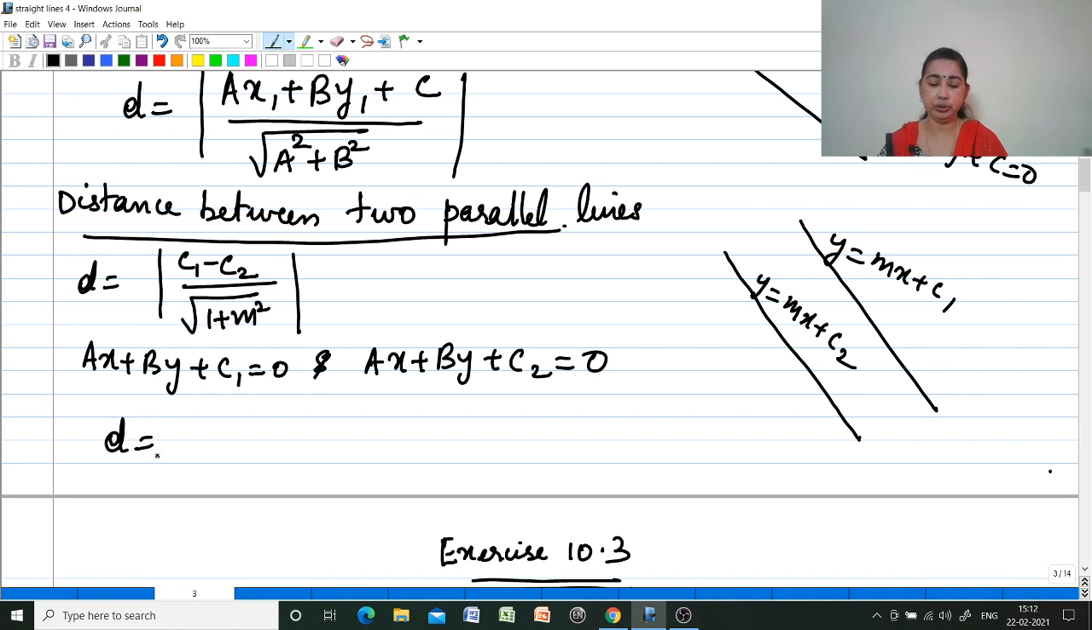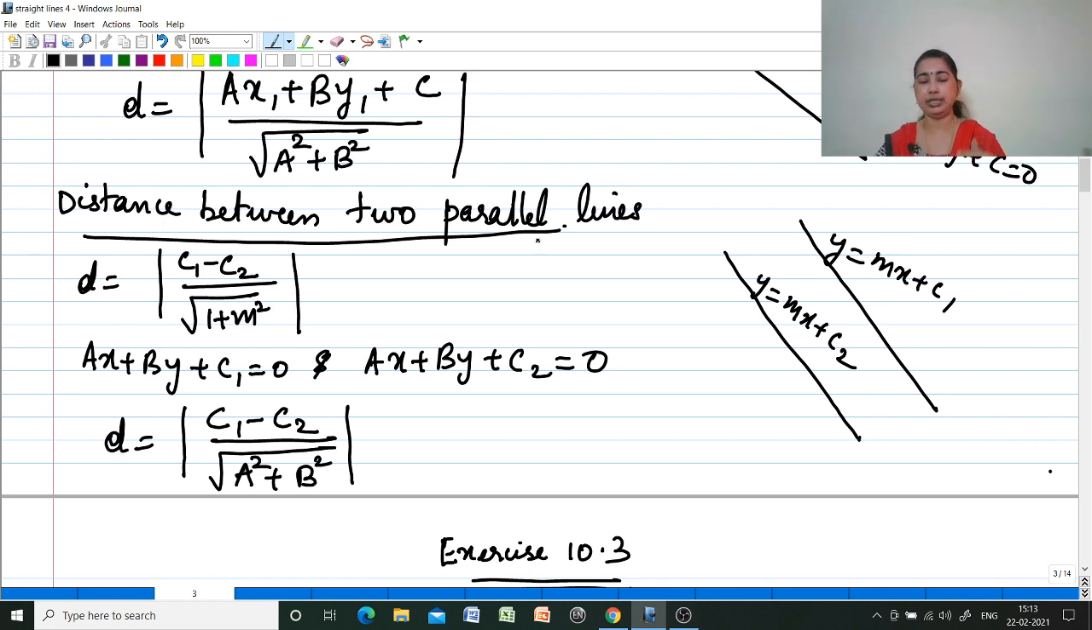In order to find the distance between two parallel lines of the form ax + by + c1 = 0 and ax + by + c2 = 0, d is equal to modulus of c1 minus c2 divided by root of a square plus b square. This gives the distance between two parallel lines. So you have to see in which form it is, then only you can use the equations.